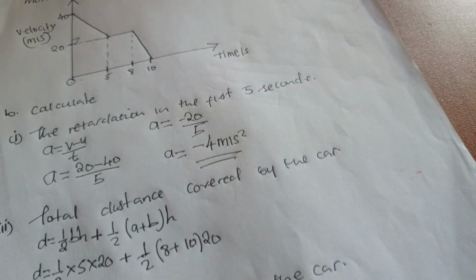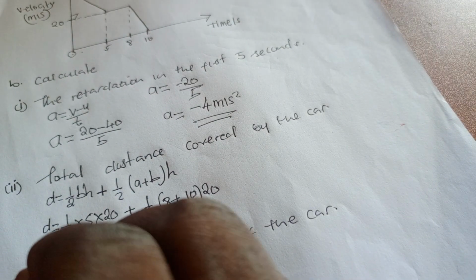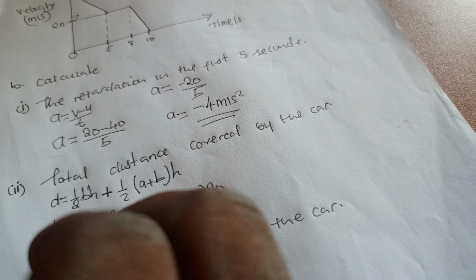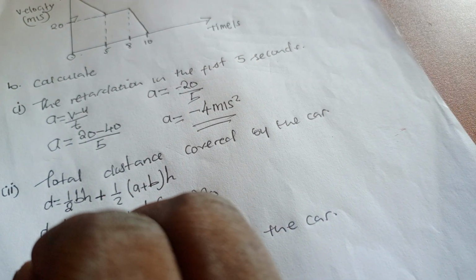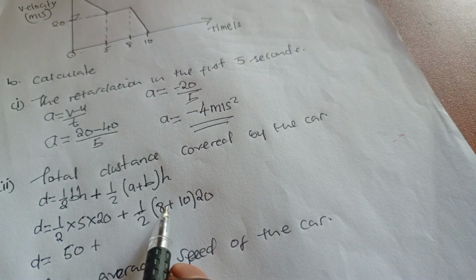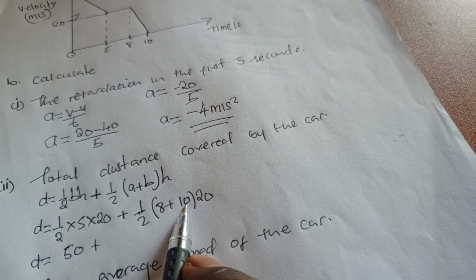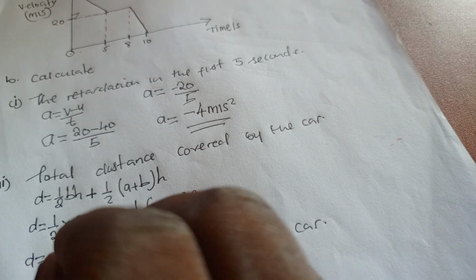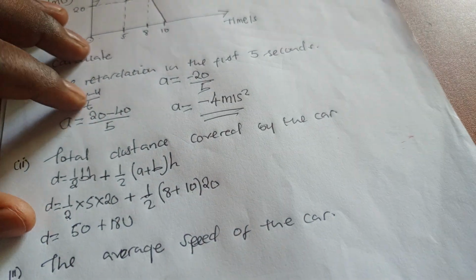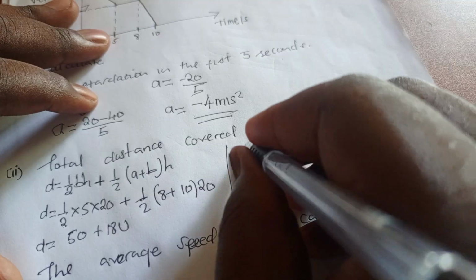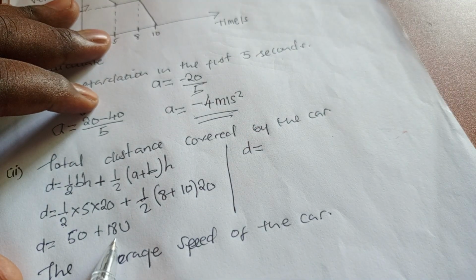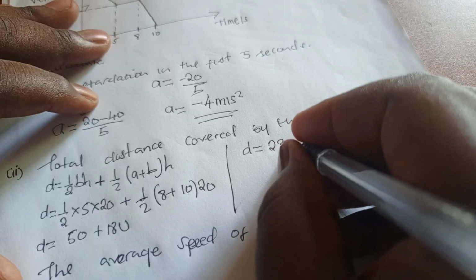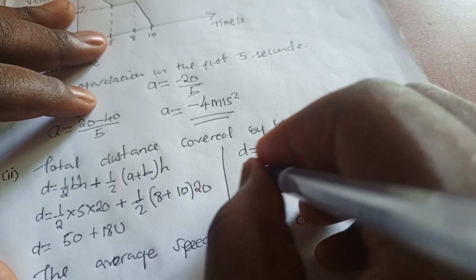Then I'll simplify the expression. One-half times 5 times 20 gives 50. Then plus, 8 plus 10 is 18, and one-half times 20 is 10, so 10 times 18 is 180. So distance is equal to 50 plus 180, which is 230 meters. This will be my distance.